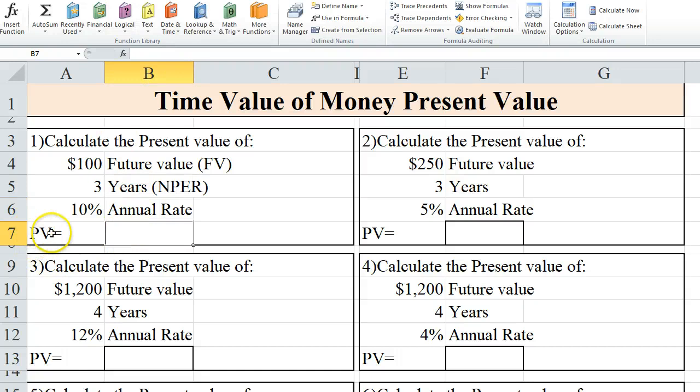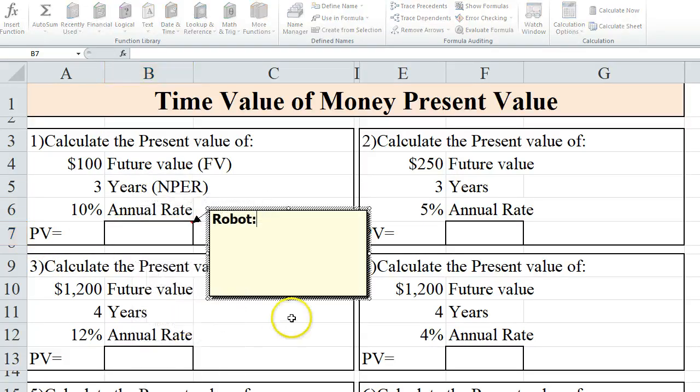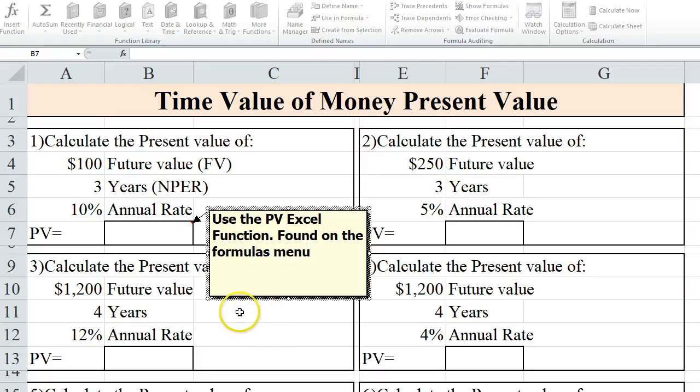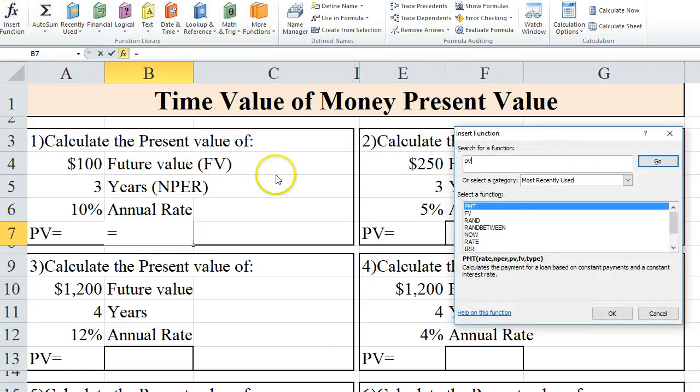So it says present value equals, so of course I'll put a little comment here. Use the present value Excel function, found on the formulas menu. Okay, so that's a little hint there. Now we're going to open this up. I'm going to search for present value.